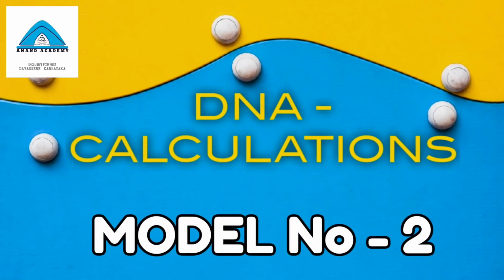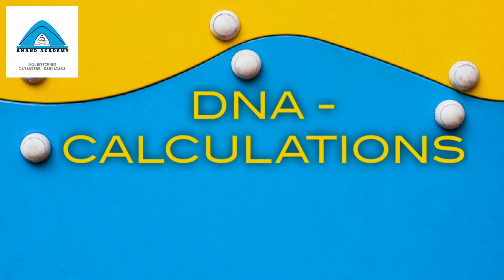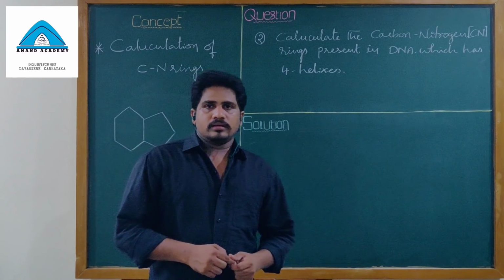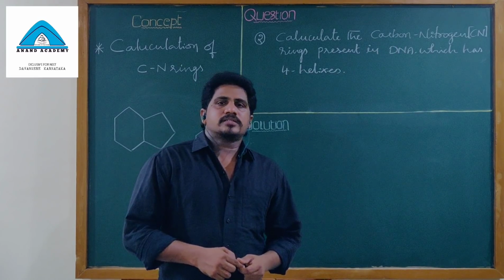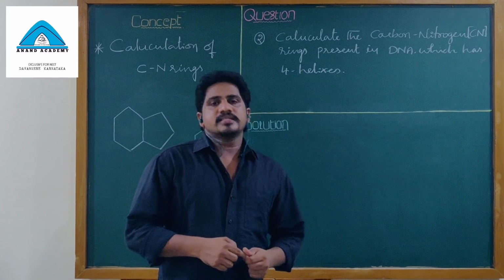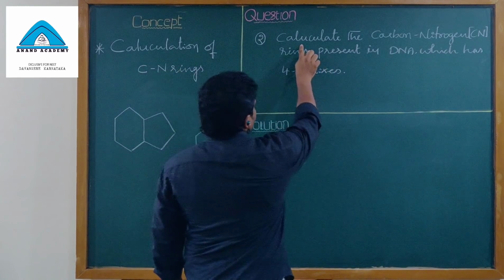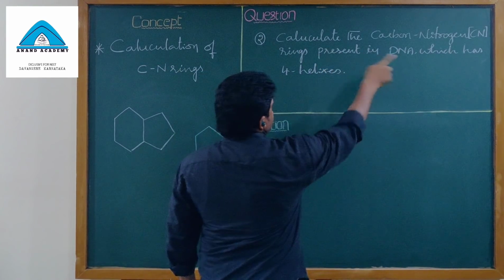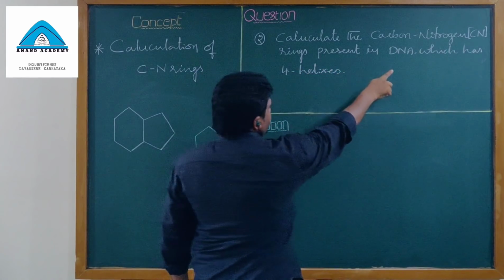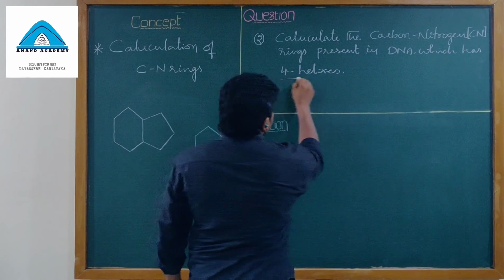Clear? Let us see the second problem. This time we are approaching to calculate the CN rings. Let us see what the CN rings are. Read the question first. Calculate the carbon-nitrogen rings present in the DNA which has 4 helices.